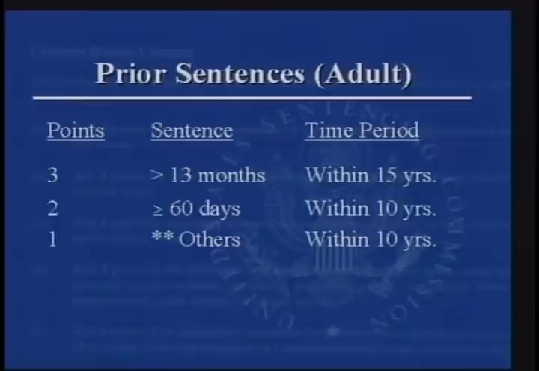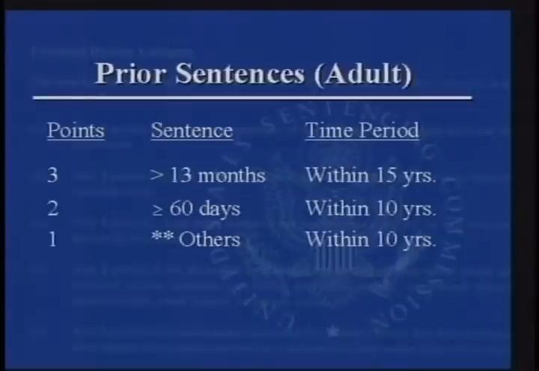And as you see, 3 criminal history points would be assigned to each prior sentence that was greater than 1 year and 1 month, provided that that prior sentence was imposed within 15 years of the defendant's commencement of the instant offense of conviction. However, you should keep in mind that if that sentence was imposed more than 15 years prior to the commission of the instant offense, but the term of incarceration extended into the 15-year period, that sentence may still receive criminal history points under subsection A of Guideline 4A1.1.